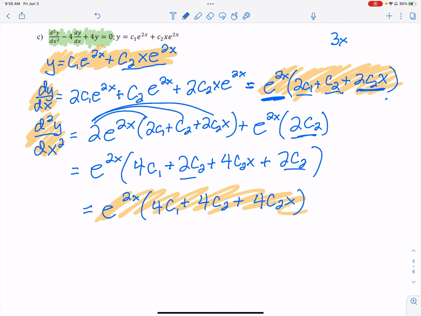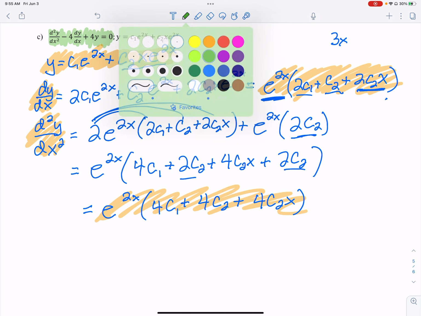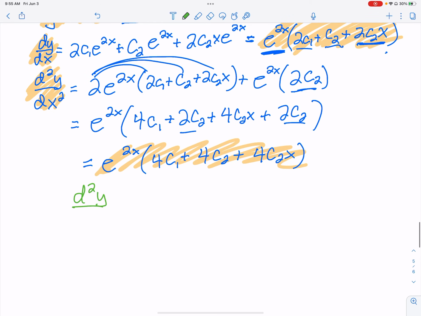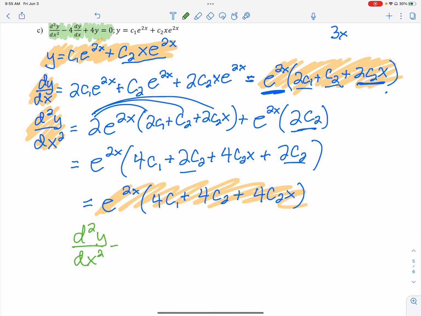Okay, so I'm going to write my DE down. I'm going to switch colors so we have some kind of contrast. So I got d squared y over dx squared minus 4 times the first derivative plus 4y equals 0. So we got to plug all that in.